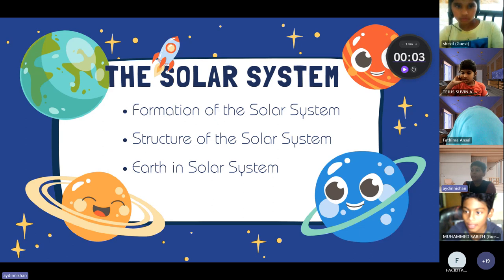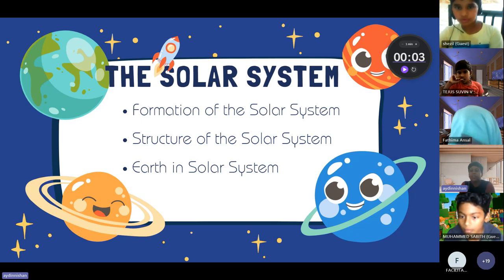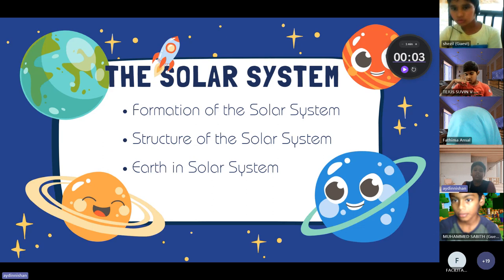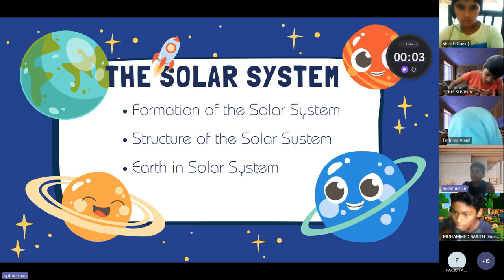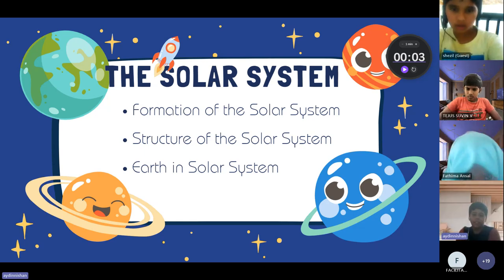The next topic we need to know about the solar system is the structure of the solar system. The solar system is a vast and complex system that consists of the Sun, 8 planets, dwarf planets, moons, asteroids, comets, and other celestial bodies. At the center of the solar system, you have the Sun, which I hope everybody knows, which is a massive ball of plasma that provides light and heat to all planets. The 8 planets in the solar system are Mercury, Venus, Earth, Mars, Jupiter, Saturn, Uranus, and Neptune, each with its unique characteristics.